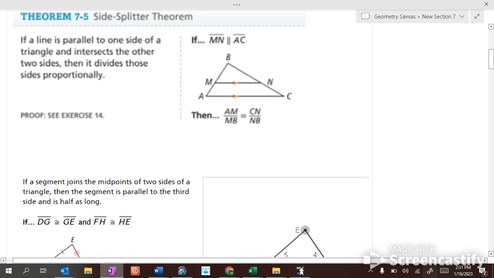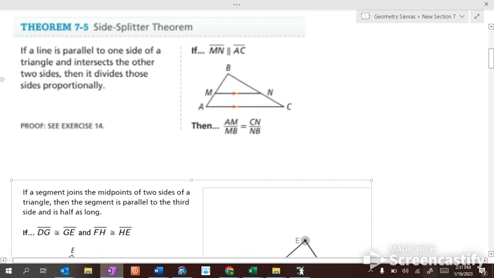Okay? That's called the side splitter theorem. Because if you have parallel lines, it splits the sides proportionally. Each side is split proportionally. So we good with that? That's the side splitter theorem.